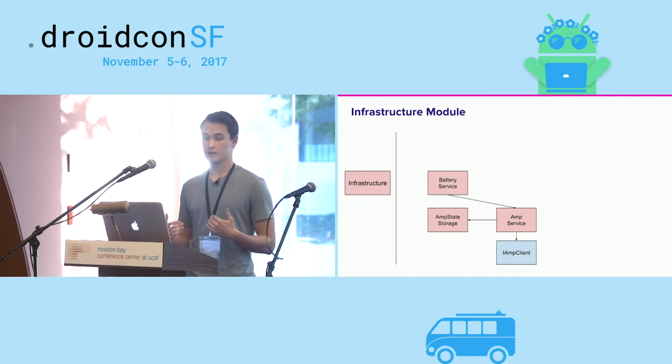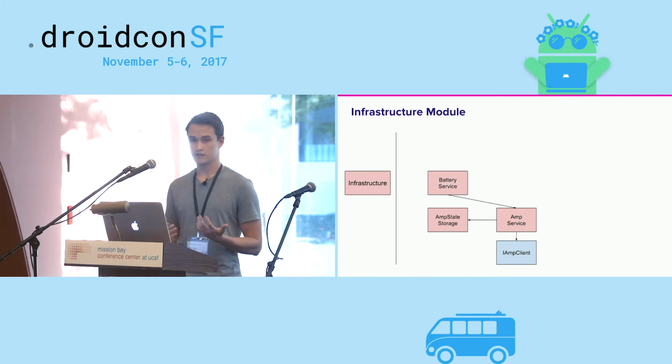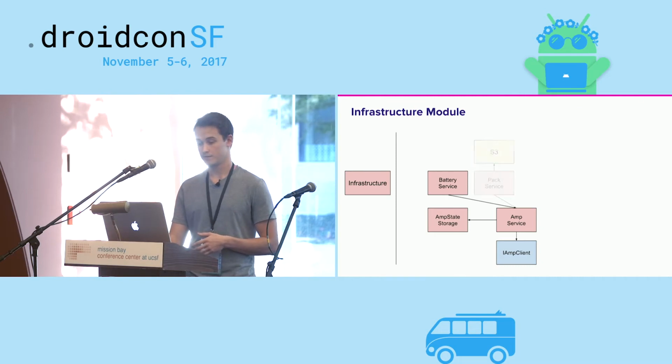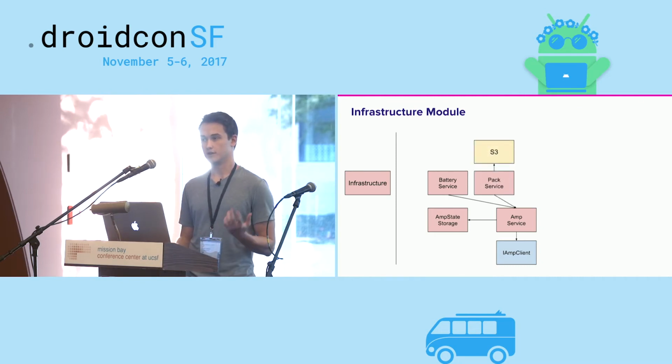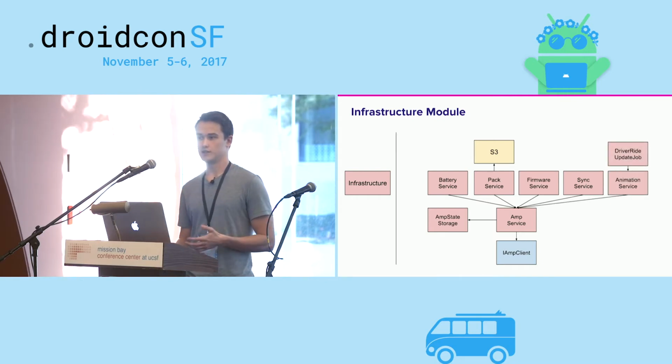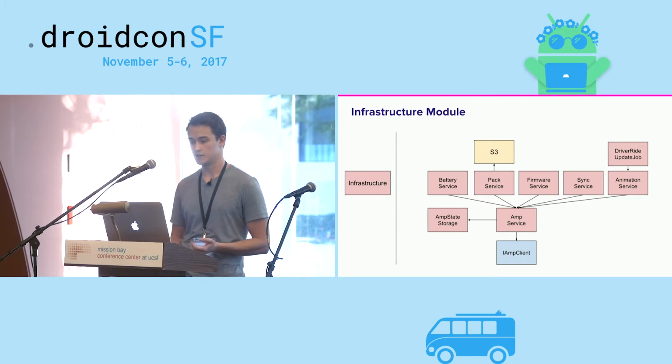As we go up, we can see that these are getting a little bit more user-facing. Right here, we have the battery service, which is just responsible for monitoring the battery life. Then we have the pack service, which is responsible for downloading a zip file from S3, which may include new firmware or new animations that we need to upload on the AMP. And then we have the firmware service and sync service that are responsible for unpacking that zip file and either installing new firmware or uploading new animations onto the AMP. And then finally, the most fun service, which is the animation service, which actually lets us play animations.